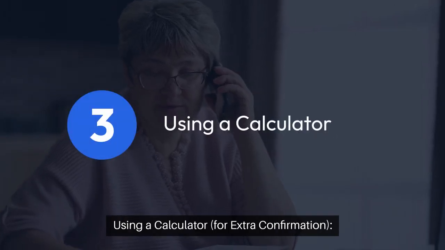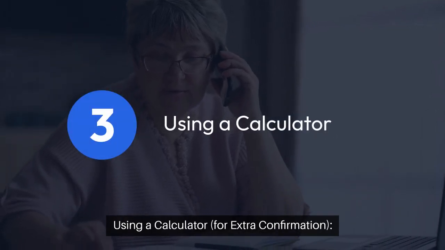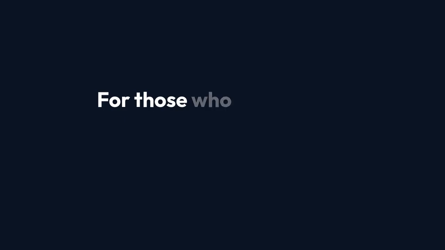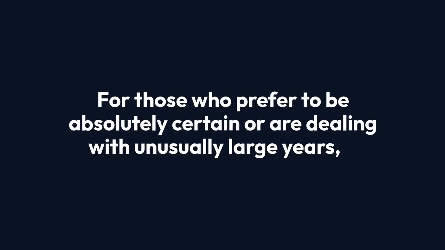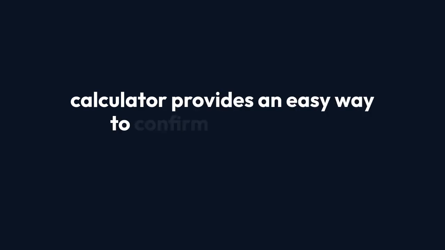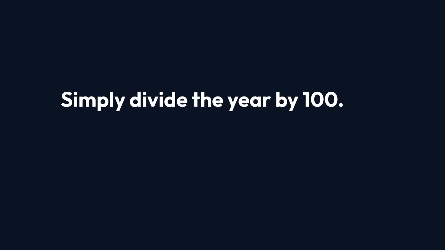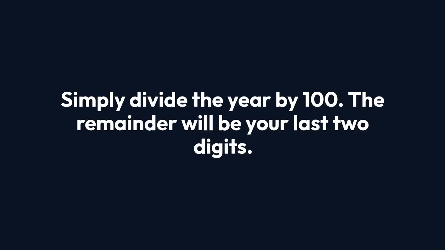3. Using a calculator for extra confirmation. For those who prefer to be absolutely certain or are dealing with unusually large years, a calculator provides an easy way to confirm your answer. Simply divide the year by 100. The remainder will be your last 2 digits.